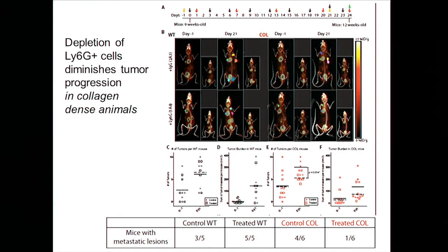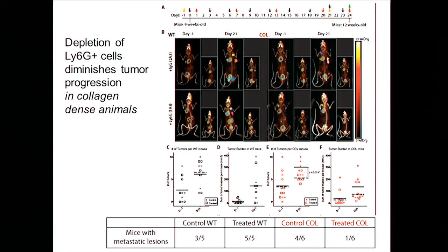And what you see here are the wild type animals, and over time, from day 1 to day 21, the tumors grow, and the dotted lines are the treatment, and the solid are the untreated. This is number of tumors and total burden. And here, if we look at the dense collagen animals, there's actually very little growth, and there's a significant difference when we inhibit the neutrophils.